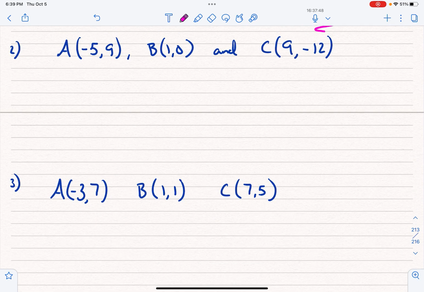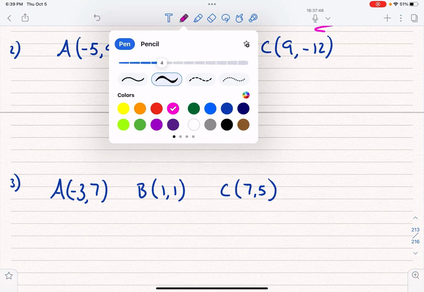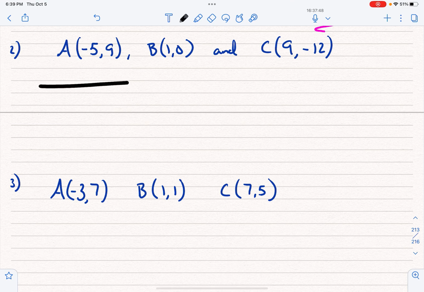All right. Next, number 2 says, hey, we want to prove that these points are collinear by showing that the distance between A and B and the distance between B and C add up to be the distance between A and C. And I think I got at least a brief explanation in every class kind of talking about this. So basically, it's this situation right here.